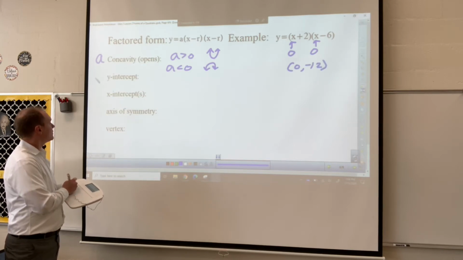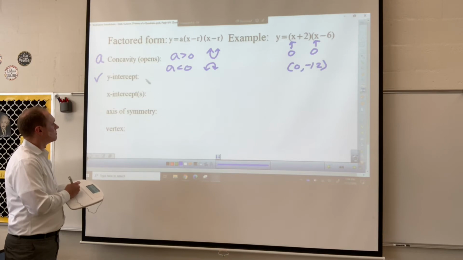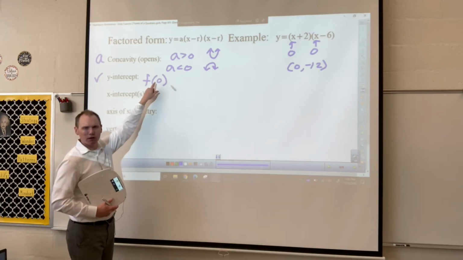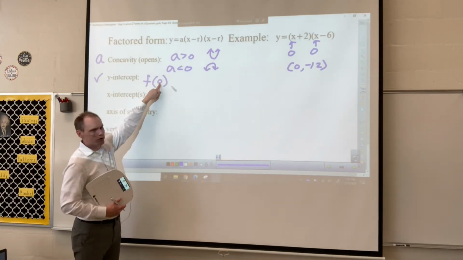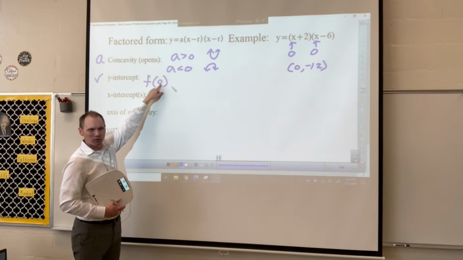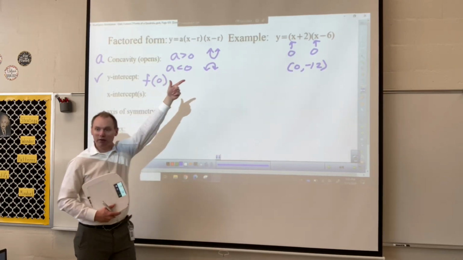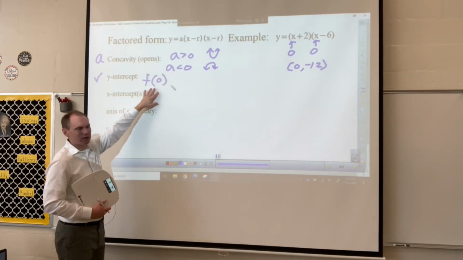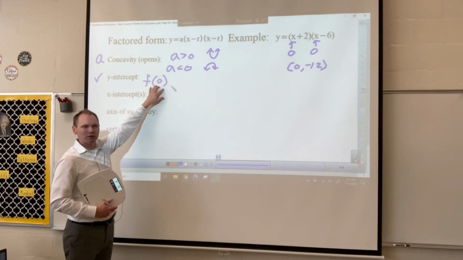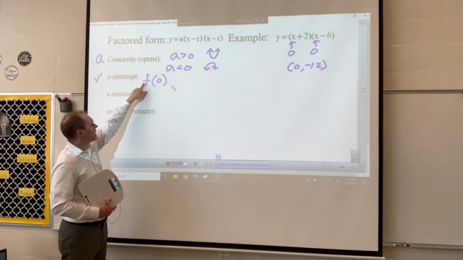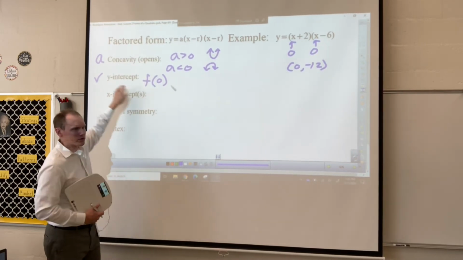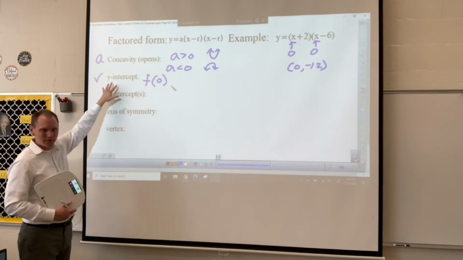So yes, we can find the y-intercept. I'm going to put here f of 0. Do y'all know that terminology? This is saying when you substitute 0 in for x, what do you get out? Which is what we did, right? This is saying that but in symbolic notation. So f of 0 gives us the y-intercept. I'm just going to put a check mark here. We can find that pretty quickly.